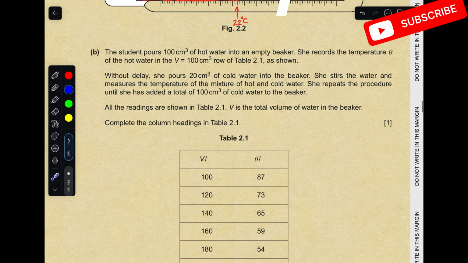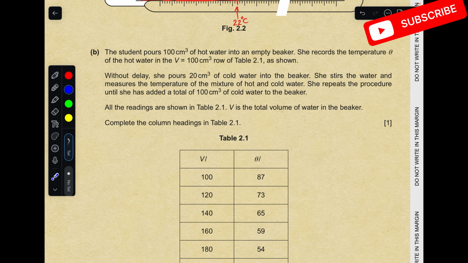Part B, the student pours 100 centimeter cube of water into an empty beaker. She records the temperature of the hot water. Okay, without a delay, she pours 20 centimeter cube of cold water into the beaker. First there is hot water, and without delay, she is then adding the cold water. She stirs the water and measures the temperature of the mixture of the hot and the cold. She repeats the procedure until she has added this much centimeter cube of the cold water to the beaker. All the readings are shown.